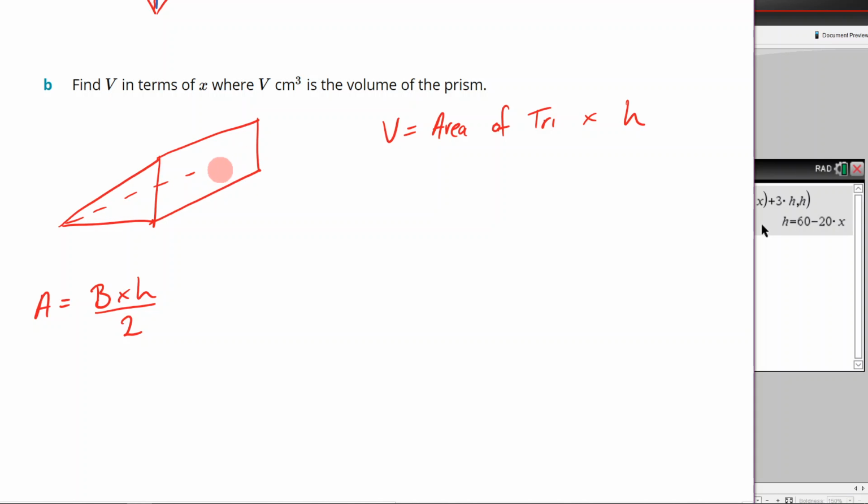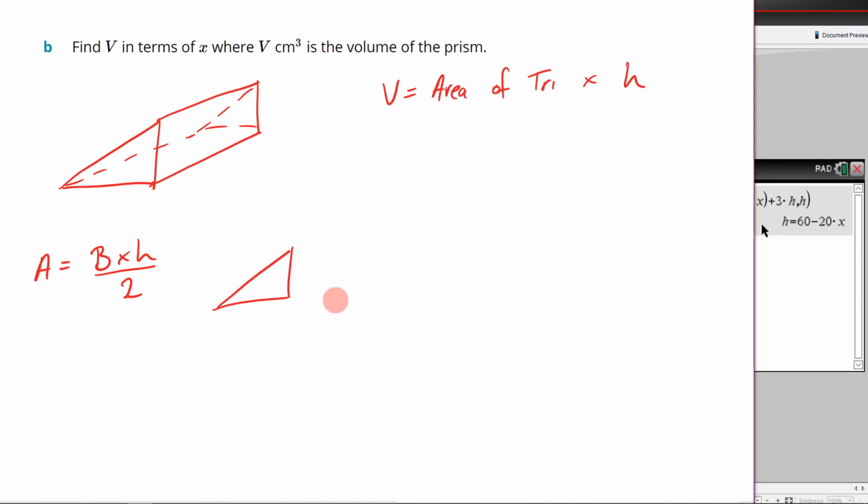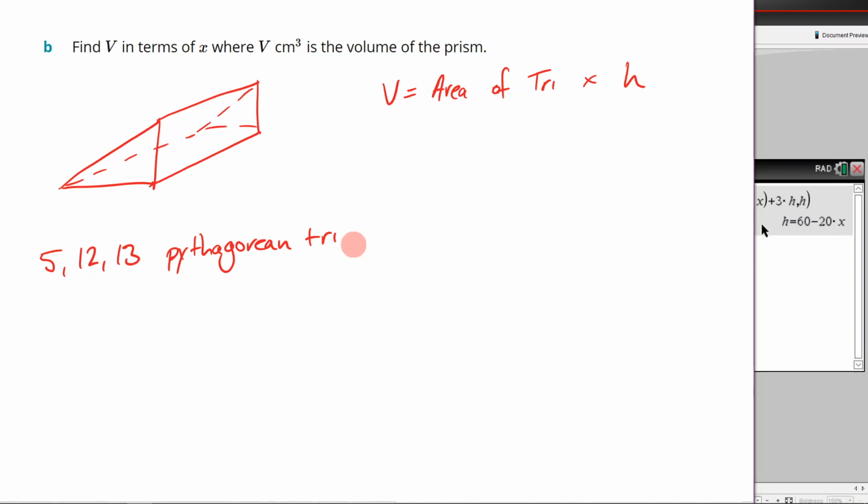These should be dotted lines as well, shouldn't they? That is the triangle that we're dealing with. It is a right angle triangle. And the only way for you to know that is for you to know that 5, 12, and 13 is a Pythagorean triple. So you need to know that 5, 12, and 13 is a Pythagorean triple. And that's just something you got to memorize. It's something that you just got to keep in your head as you're going around.